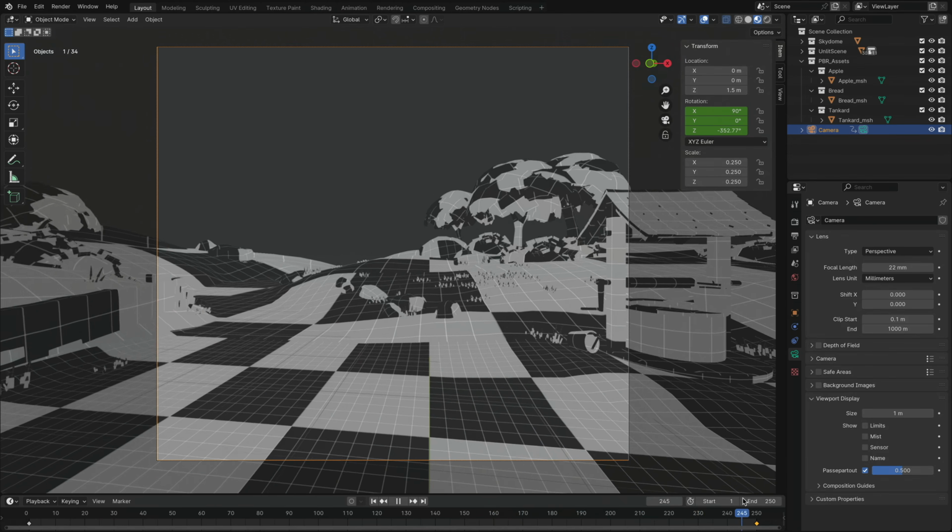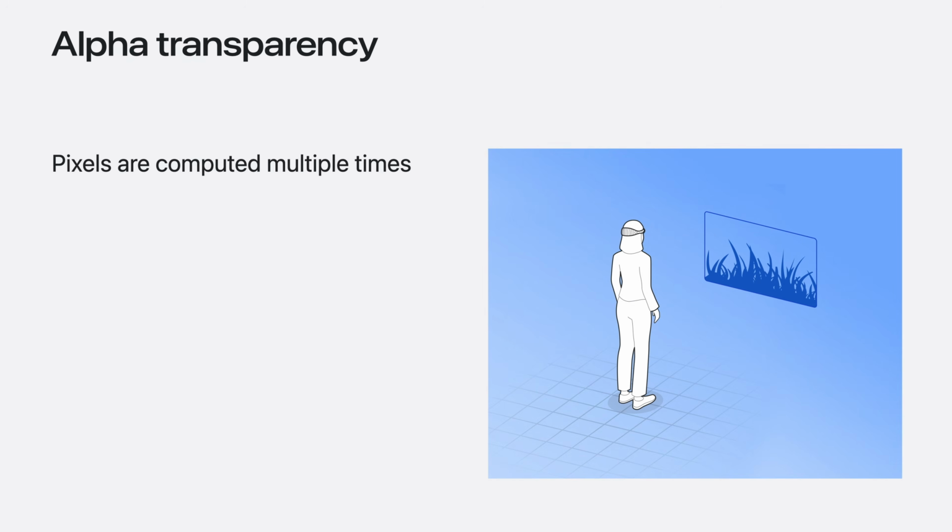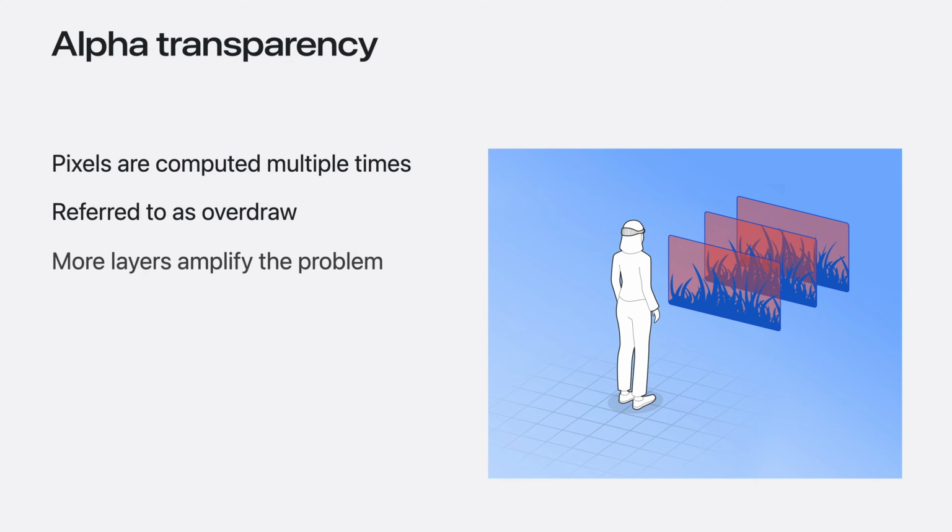Something to consider even for your unlit scenes is your use of alpha transparency, which you should try to minimize as much as possible. Transparent materials are expensive because the GPU needs to compute the same pixels multiple times for each layer of transparency. This is referred to as overdraw. This is particularly problematic if you have many layers of transparency all on top of one another.